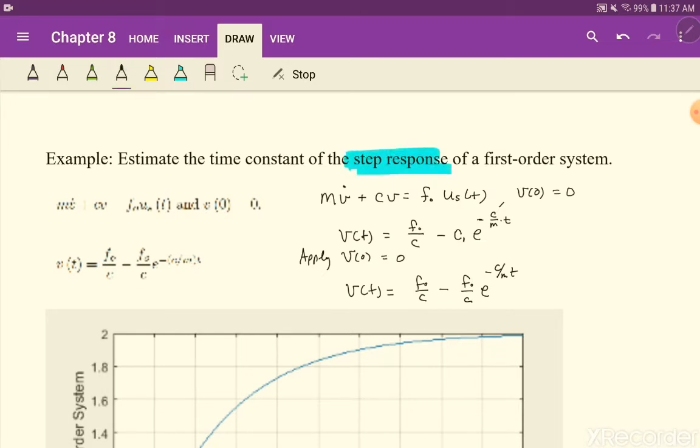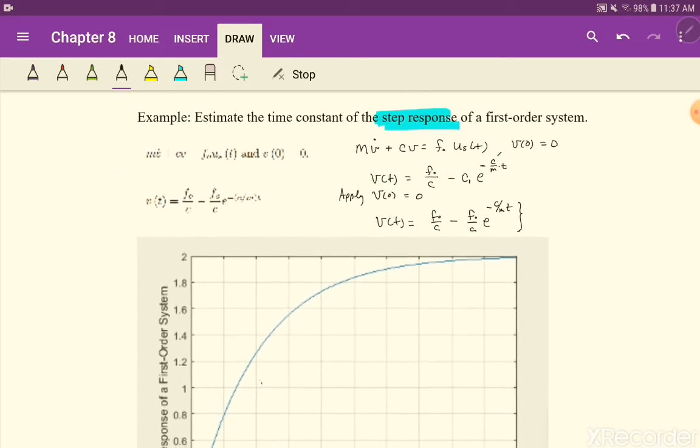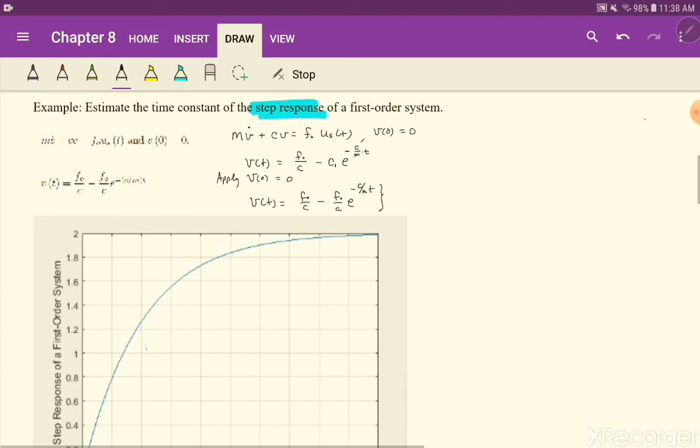So this says estimate the time constant of the step response of a first order system. So this is the first order system. It's a response of the first order system. And can you guess what it's going to look like before I show you the whole thing? Yes, right? So it looks like this.